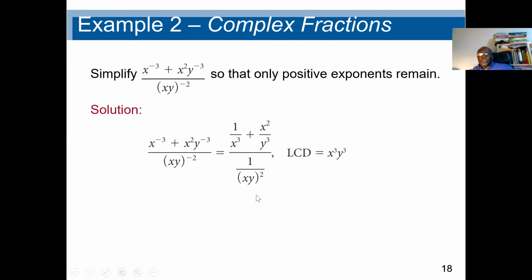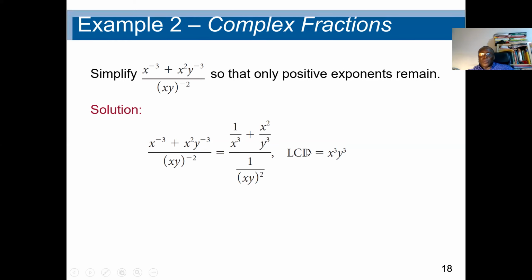Then here we look for the LCD. We said it's s cube y cube. Well, we are doing this, the top here. So y cube s cube divided by s cube, it will be left with only y cube. And then multiply by 1, so we get y cube.